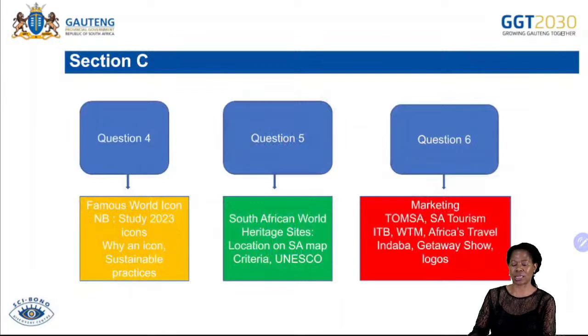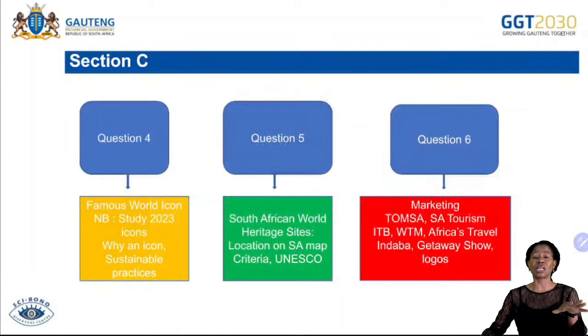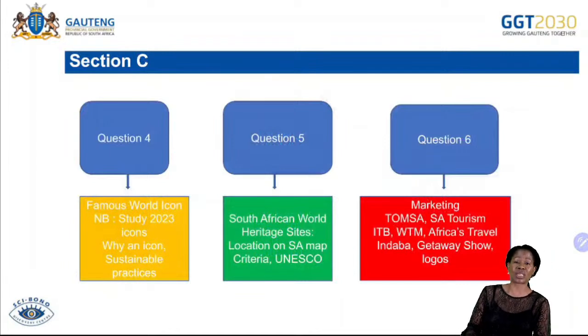And then our Question 6. Now we are having marketing. Under marketing, you will see TOMSA, you will see South African Tourism. They will be asking you what is the function of South African Tourism. You will be asked about the international platforms, the ITB Berlin, if I remind you. You will be asked about the World Travel Market in London. You will be asked about our local ones, that is Africa's Travel Indaba. You will be asked about the Gateway shows and also the logos.